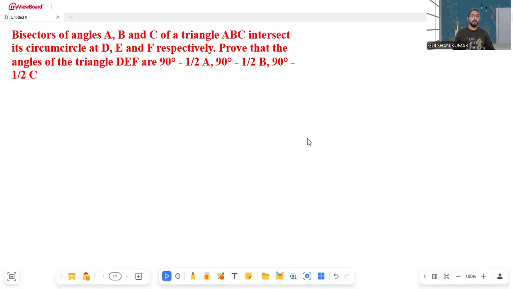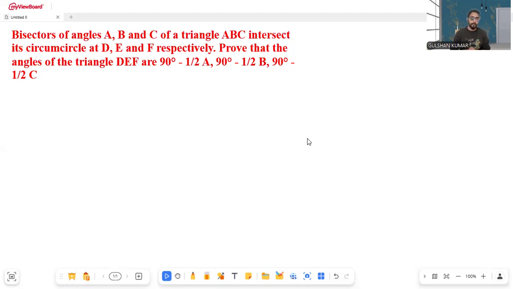Friends, we have a very interesting question here in the very same series of circles. The bisectors of angles A, B, and C of a triangle ABC intersect its circumcircle at D, E, and F respectively. Prove that the angles of the triangle DEF are 90 minus half of A, 90 minus half of B, and 90 minus half of C.